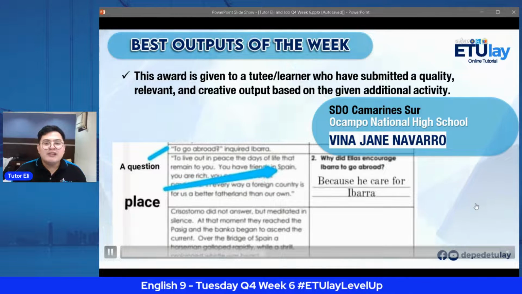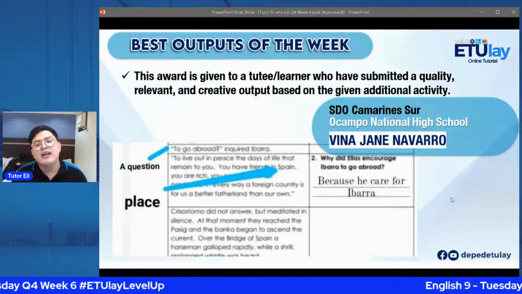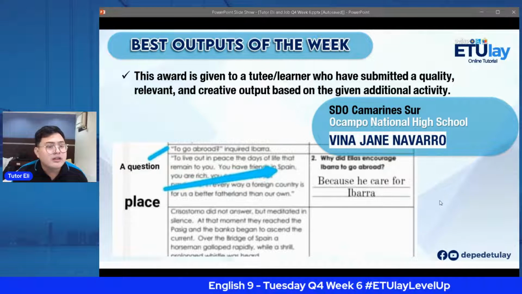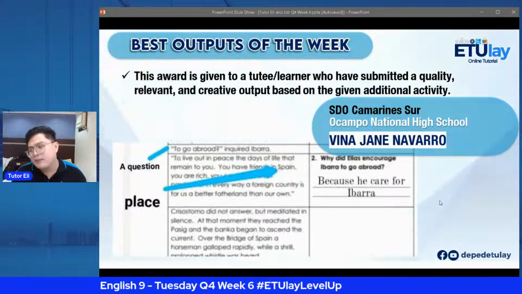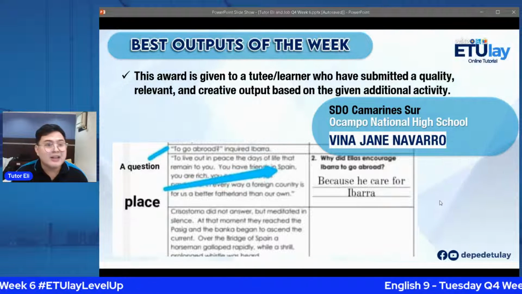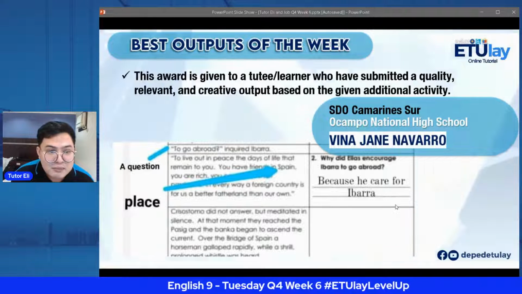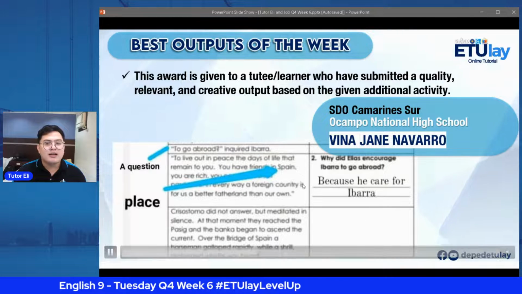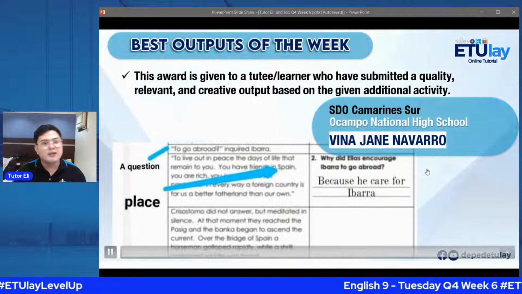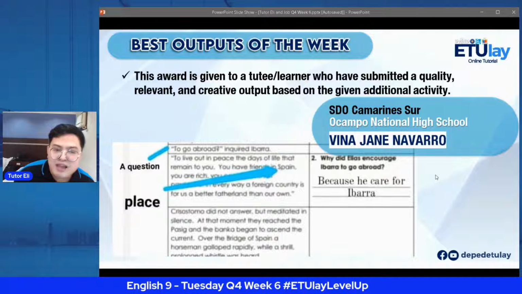Okay? So, tama. The answer of Vina is, Elias encouraged Ibarra to go abroad because he cares for Ibarra. Especially in the novel, Ibarra is in critical condition. Mainit siya sa mata ng mga tao sa paligid niya. Okay? So, ganoon naman tayo, 'di ba? Kapag sinasabi natin yung mga friends natin na, "Uy, umiwas ka sa gulo or wag ka na diyan," because we care for them. Okay?